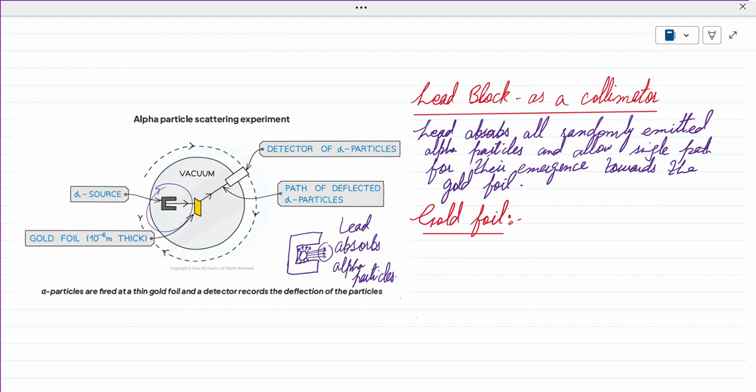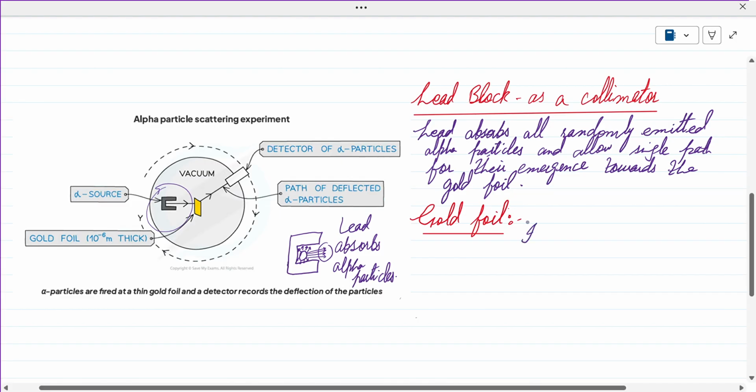Basically, alpha particles have very little penetrating ability. Even a sheet of paper can stop them. And gold has the characteristics of ductility and malleability, so gold can be converted into very thin sheets. The sheet is so thin that even alpha particles can pass through it. This characteristic is not so common in other metals, so that's why gold foil is used.